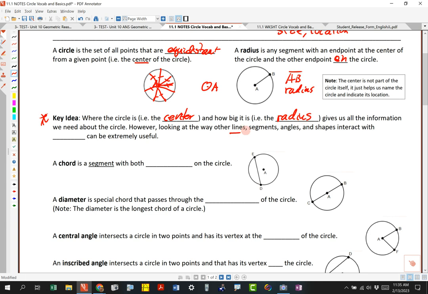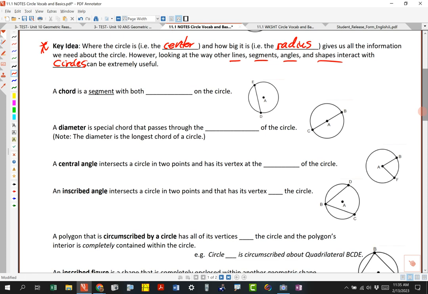But if we take a look at how other lines, segments, angles, and shapes interact with circles, that can be really, really useful, and we can figure out a whole bunch of really cool stuff by knowing how these lines and shapes and angles interact. So the first thing we're going to define is something called a chord. So a chord is a segment. I know it's underlined, but would you double underline that? A chord is a segment. That means it's got two endpoints. So both of the endpoints are on the circle. It doesn't go on forever. So this would be chord ED.